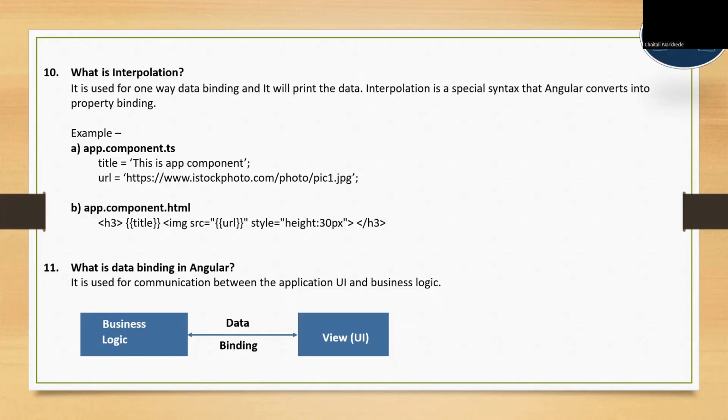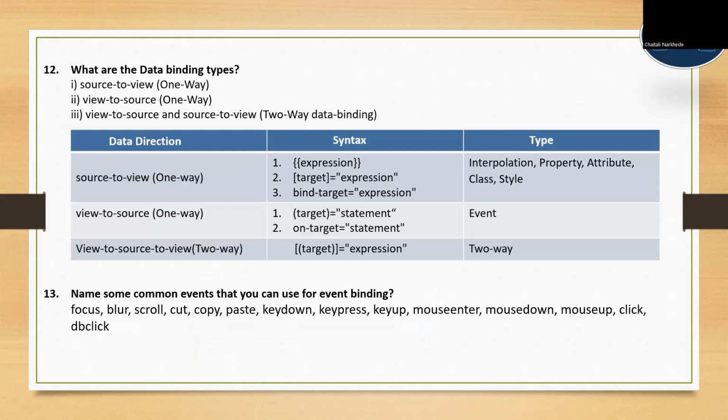Now next question is, what is data binding in Angular? It is used for communication between the application UI and business logic. Means suppose you want to bind the data from the component to HTML, or vice versa from HTML to the component, then in this way data binding will happen. Next question is, what are the data binding types? There are 3 data binding types: source to view, view to source, and the third one is two-way data binding.